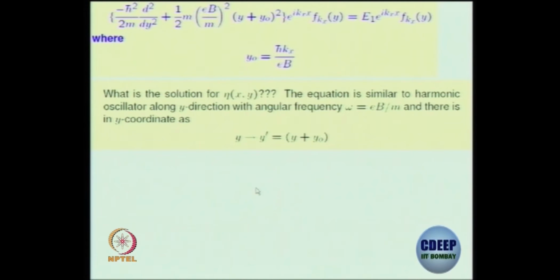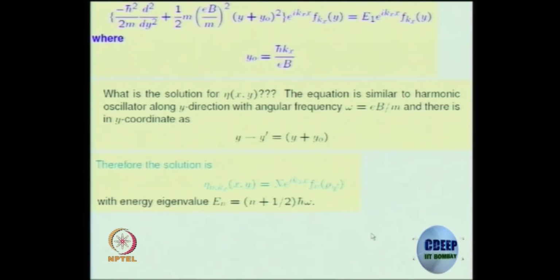So what will be the energy? Half h cross omega will be EB by m for the ground state, and other states is n plus half h cross omega. Omega is EB by m. So finally we see that we can actually find the solution like this, e to the I kx x, and then fn with the shifted y to y prime, and appropriately you could write it in terms of the new coordinate by putting that m omega by h cross. Eigenvalue will be n plus half h cross omega, where omega is EB by m.